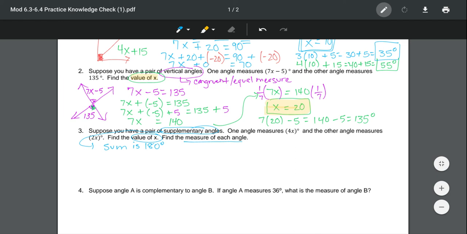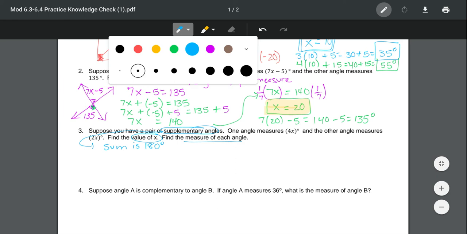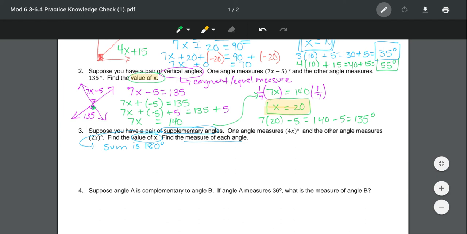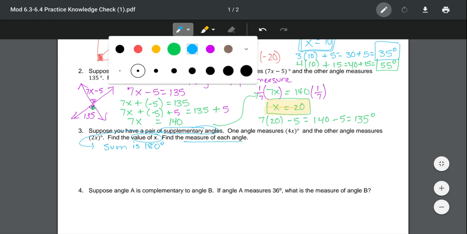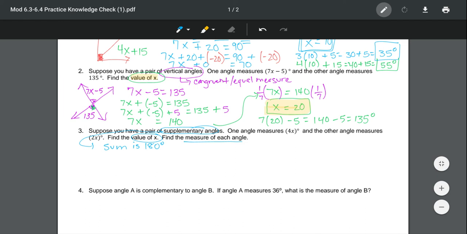So this problem does ask us to find the measure of each angle. So we're going to sketch a diagram. Now these angles are just supplementary. They don't tell us whether they're adjacent and supplementary. I'm going to draw them so that they are adjacent and supplementary, but they don't necessarily have to be adjacent. So one angle would be 4x and the other angle would be 2x. Okay, so when you write your equation, 4x plus 2x has to equal 180.